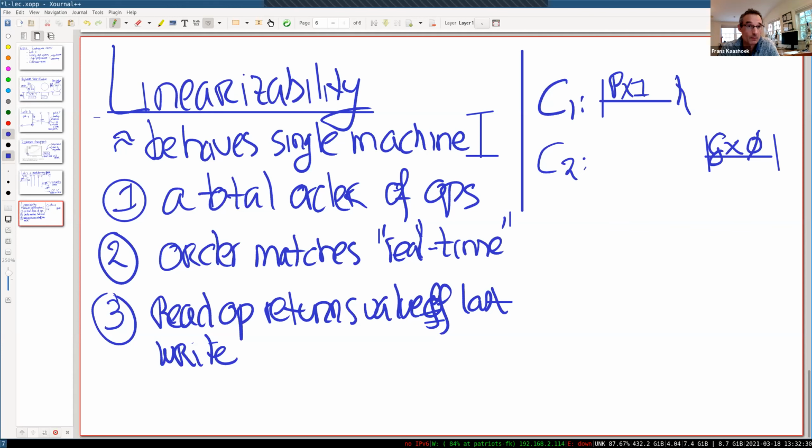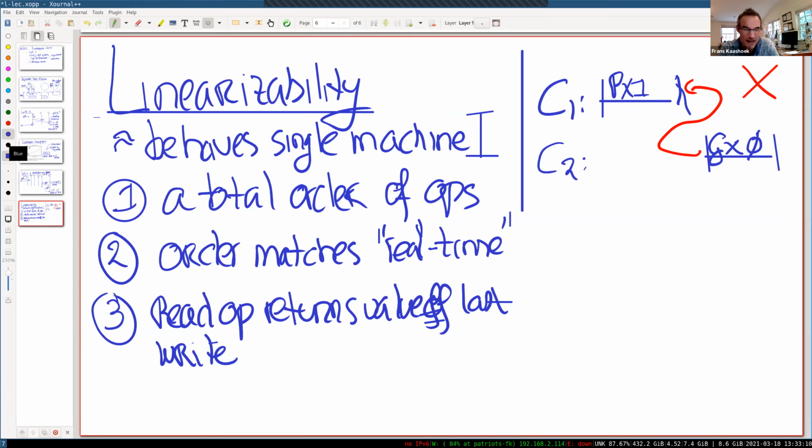No. Why not? Well, because the C2 client operation started after the C1 completed. So in the total order, you have to have put X1 and get X, and it should be 1 because it should read the last write. So basically, in the total order that you construct, this operation must be after that operation because it started later. But then that violates rule number 3, correct? That an operation returns the value of the last write. That's actually not the case. It actually returns the earlier value. So this is not linearizable. Does that make sense?